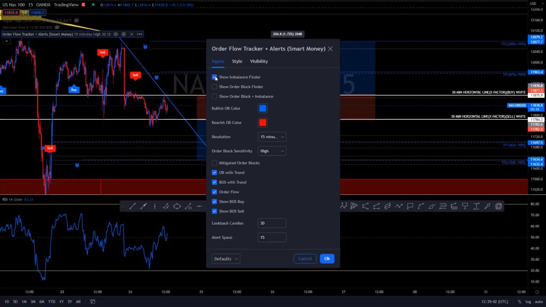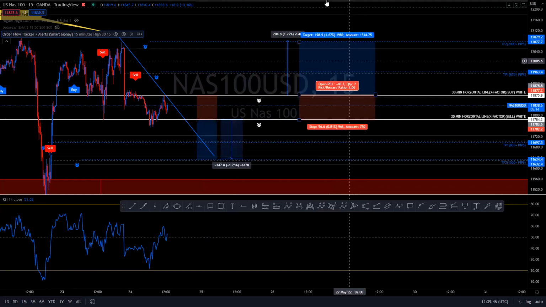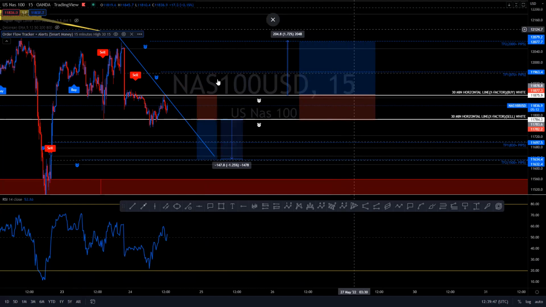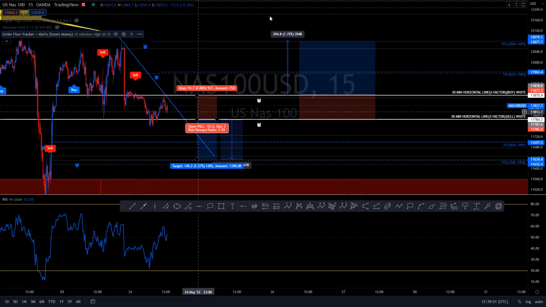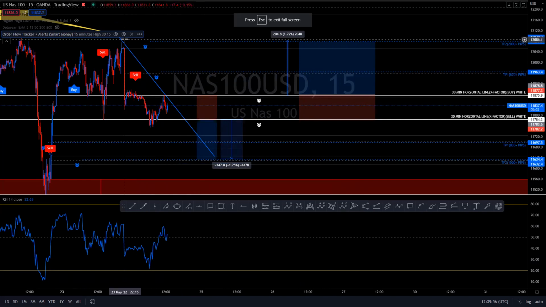I'm going to turn on my imbalance finder again. I got that. So now we have an idea. There's an imbalance here, and there's a couple of imbalances here. So we have an idea of what it's going to probably do. It's a question of which one they're going to fill first.